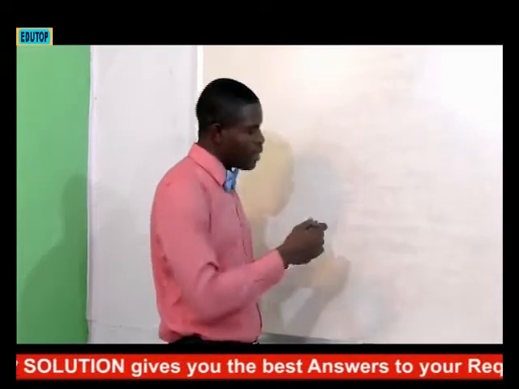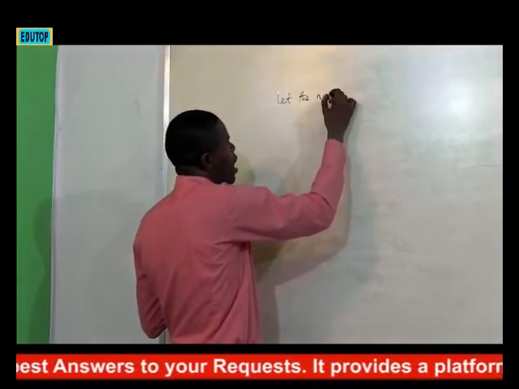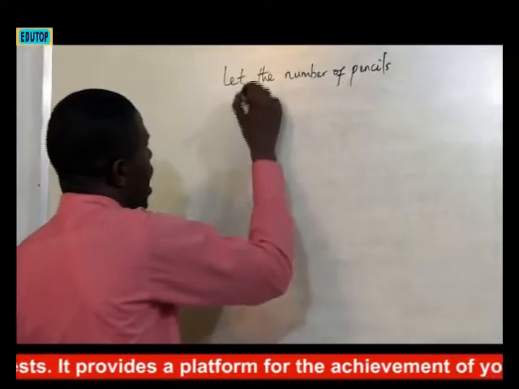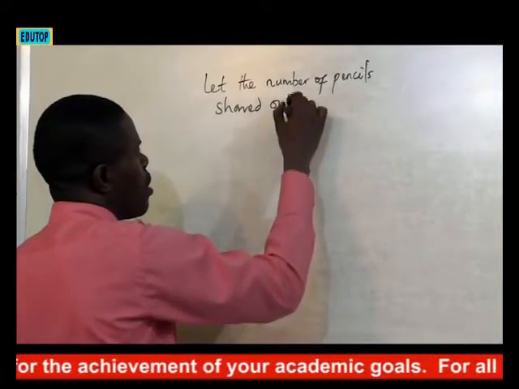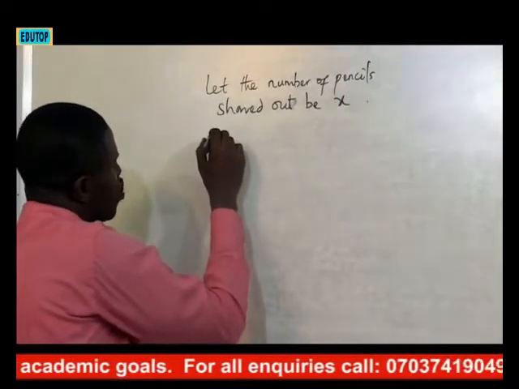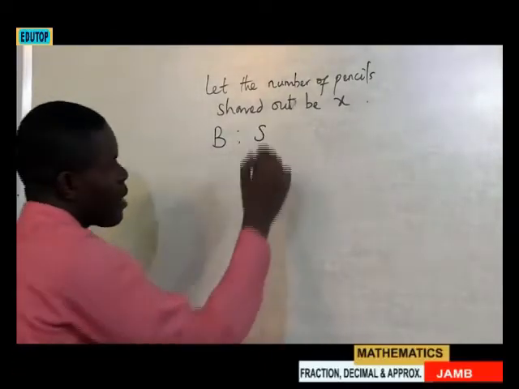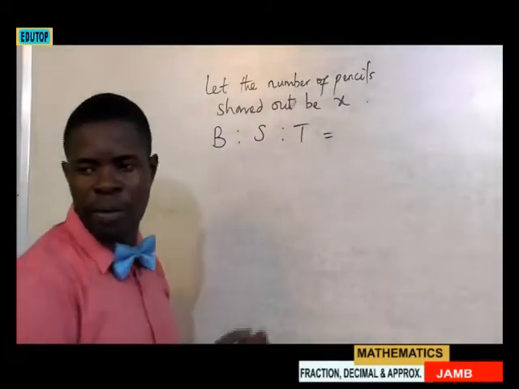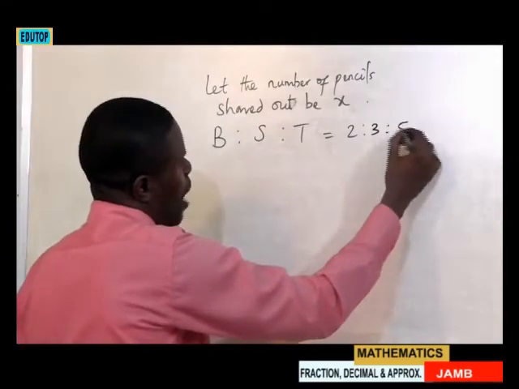So the first thing we do here is let the number of pencils shared out be X, for example, and these are shared between B, where B stands for Bisi, Shola, let S stand for Shola, then Tunde, and let T stand for Tunde, in the ratio of 2, 3, 5.